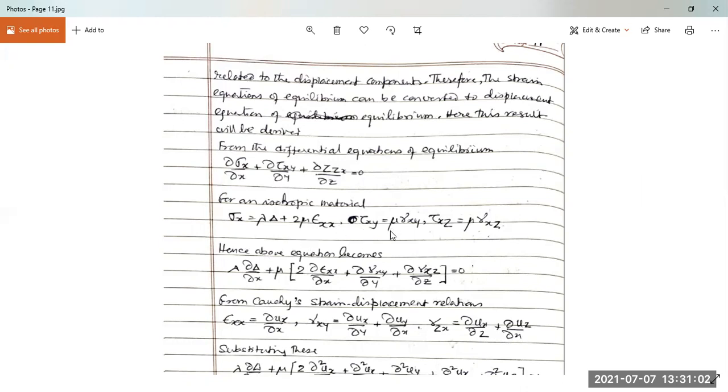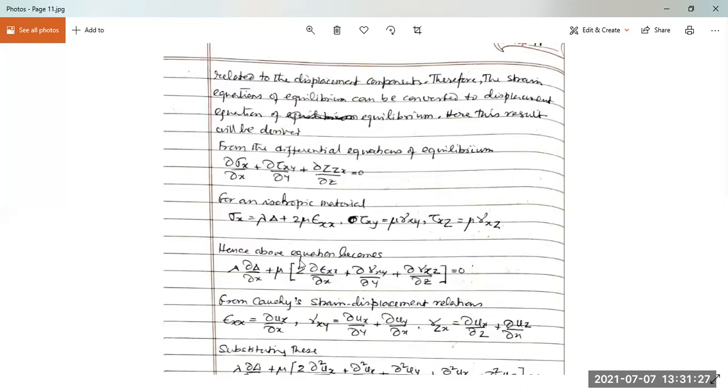And we have already discussed and proved that tau xy, the shear stress in the xy plane, is equal to mu into gamma xy, the shear strain in the xy plane, which shows that mu is more or less equivalent to G itself. Same is the case for tau zx equals mu gamma zx itself.